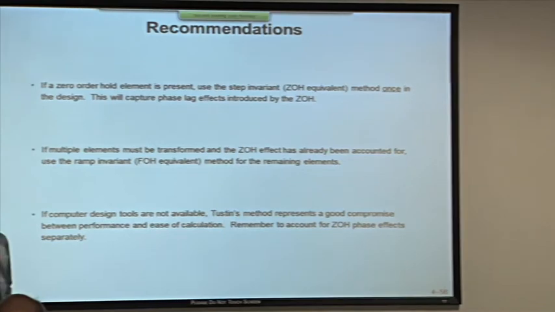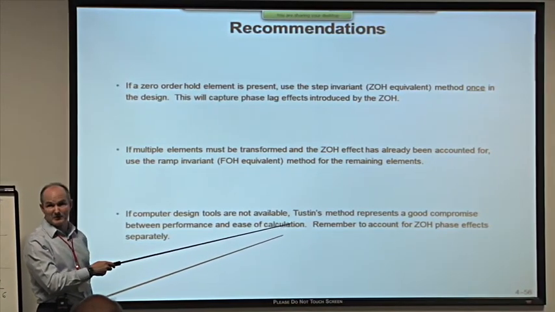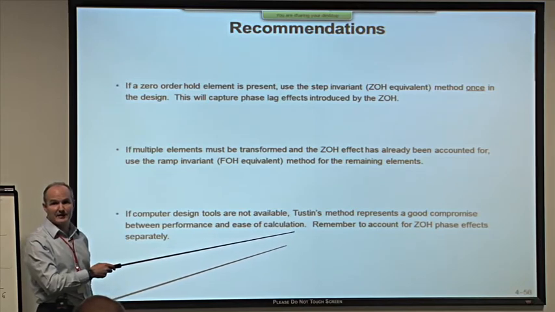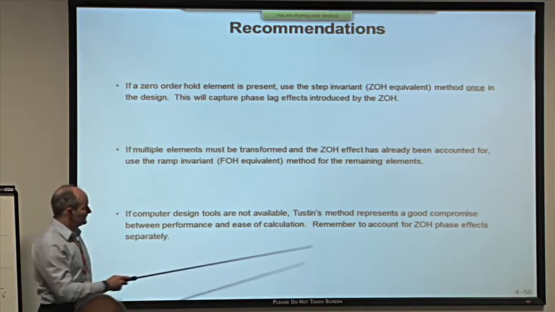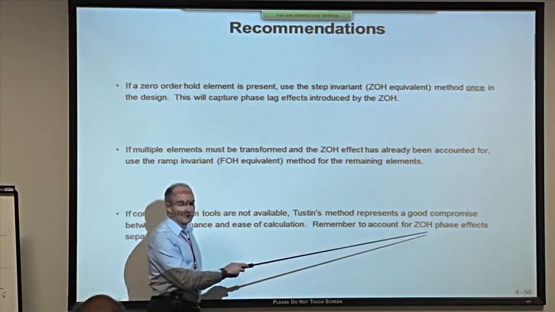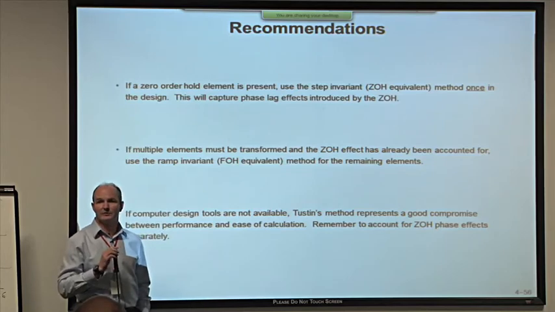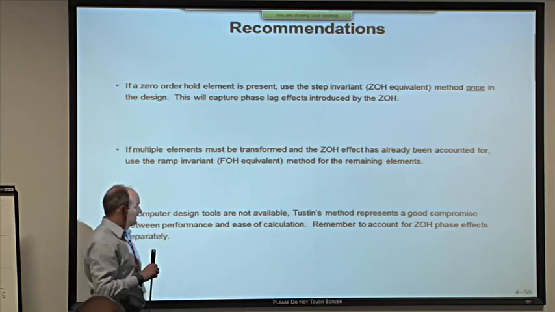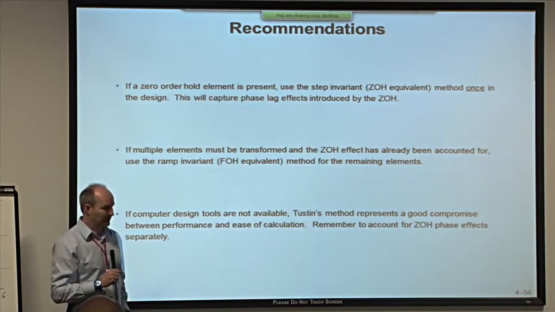If you don't have access to them, then I would recommend Tustin's method, because it gives us a nice, remember it was only about 3.4 degrees of phase lag. It's not too bad. It's easy to apply by hand, but then you do have to account for the extra zero order hold phase by applying minus omega T over 2 to the results. Okay? So those are the recommendations I make for design by emulation.